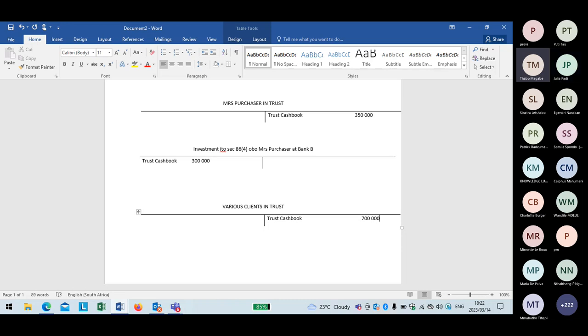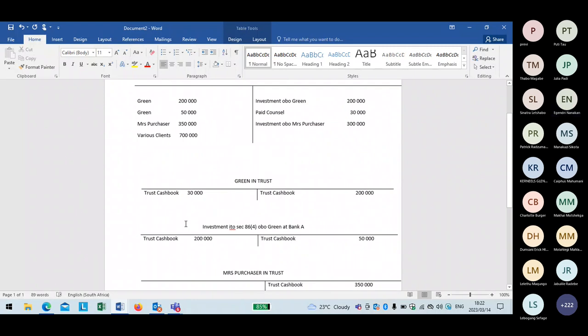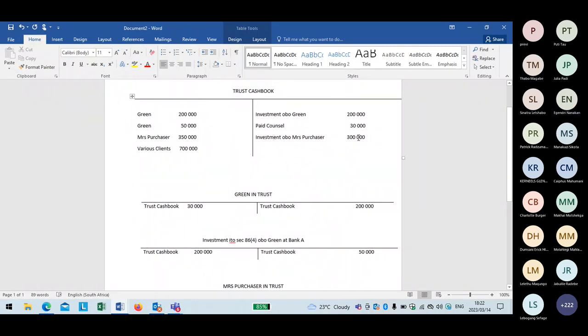Right, can we go to the second part of the instruction? Remember, in 5, you have 2 instructions there. The first instruction is to receive 700,000. And the second instruction says you decide to invest 500,000 with Bank C. Section 86.3 is applicable. How do you record it? You credit the trust cash book and you say investment in terms of Section 86.3, not so?